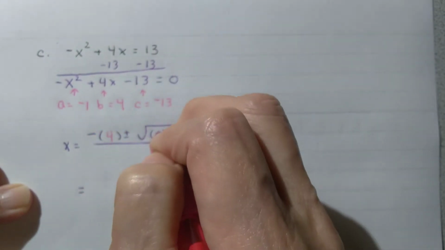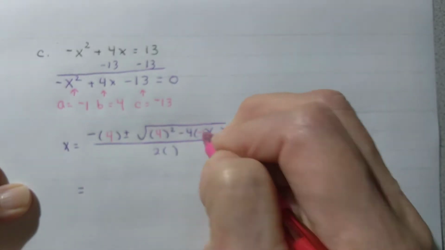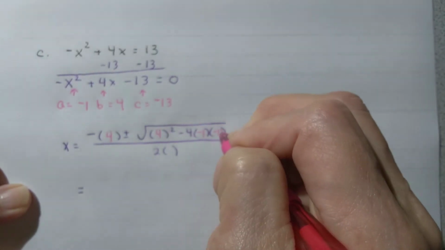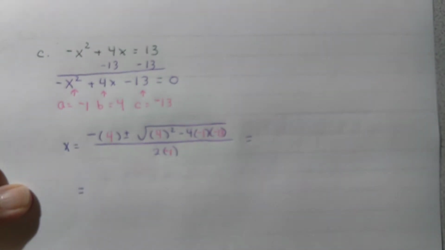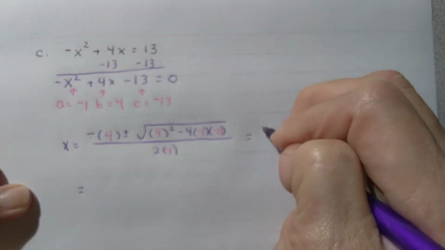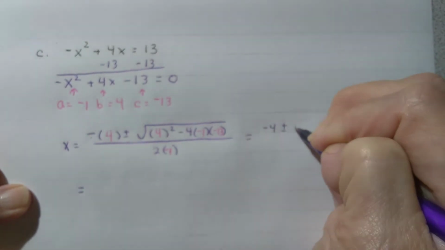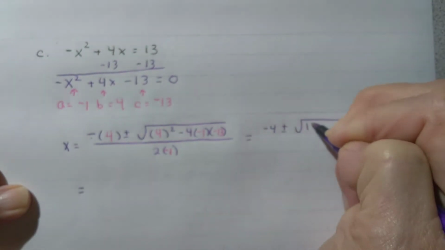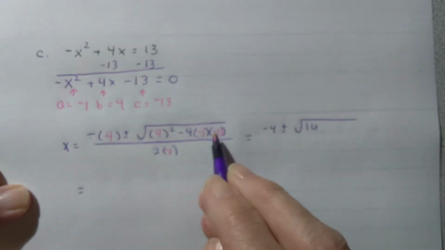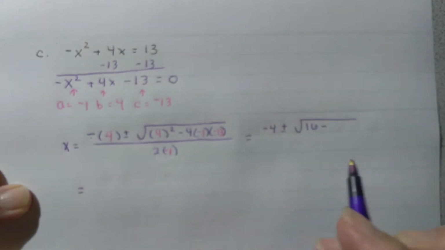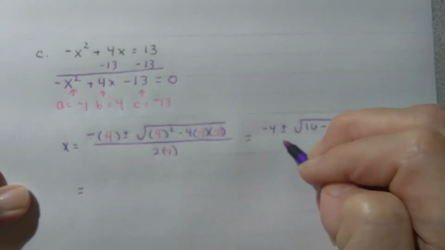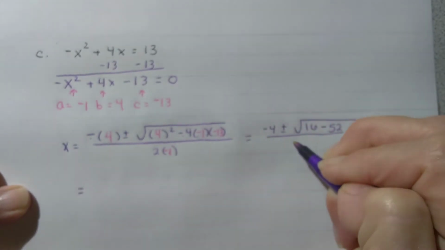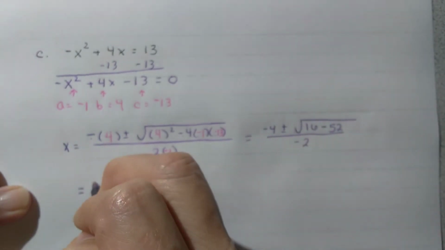As always, we simply fill those in where we see them, and we can finish solving. That leaves us as a negative 4, and I've got 16. A negative times a negative times a negative is still a negative. 4 times 1 is 4. 4 times 13 is 52. All over 2 times negative 1, which is a negative 2, which means I have this.